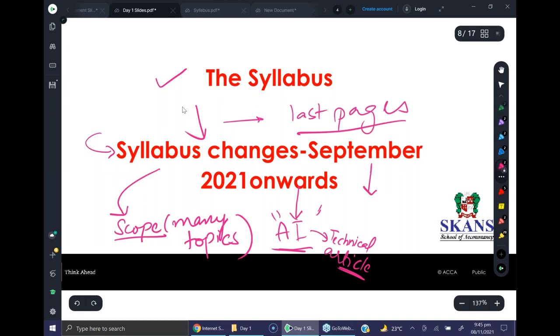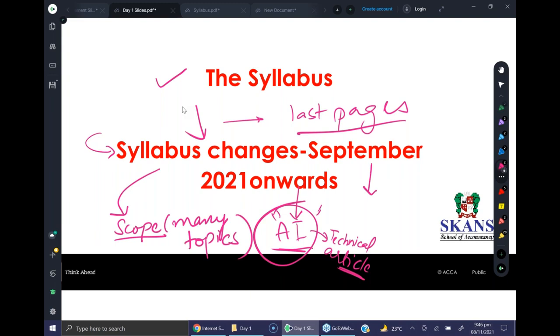So just search, write in Google SBL artificial intelligence technical article, and you will get this one. I can share the technical article myself also in the upcoming days, but this is the new addition to the syllabus, not tested yet, can be important for the December exam.